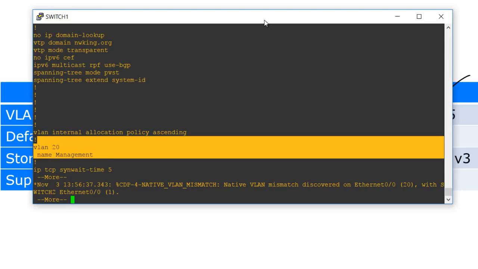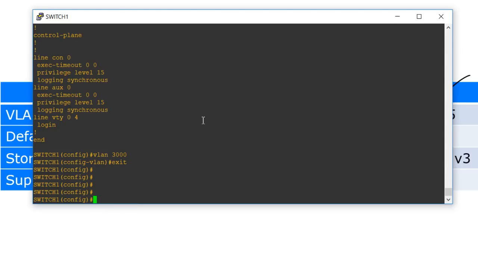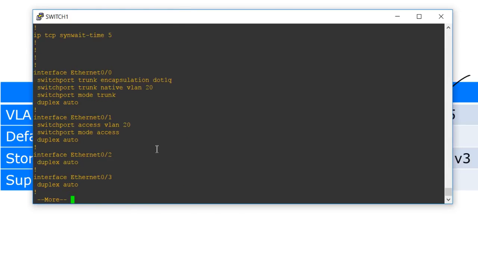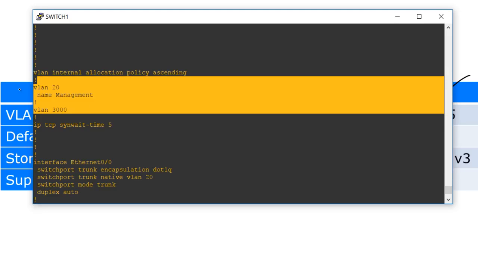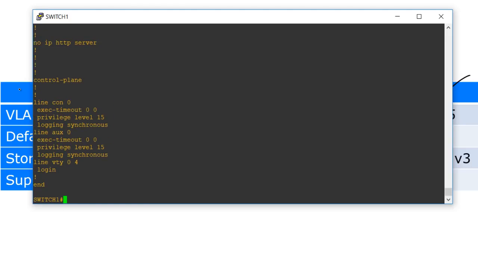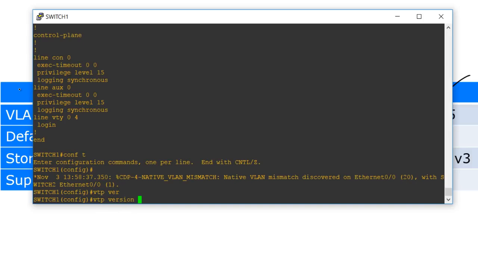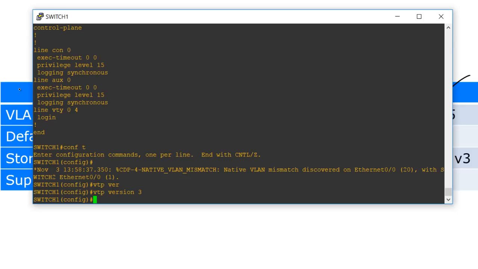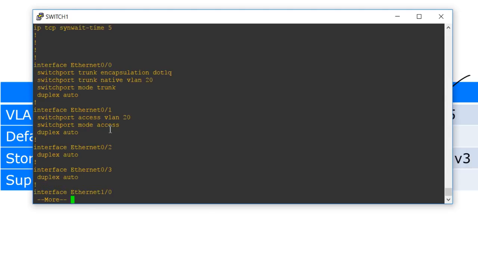But let's say in this mode you add VLAN 4000 or 3000 and exit. This VLAN information, do show run, it gets added, obviously because it's in transparent mode, so it definitely gets added. All the VLANs get added to the running configuration. Now if you want to do extended VLAN, we need to go into VTP version 3. So let's say VTP version, not mode, VTP version 3. Now say do show run, and we see that VLAN 3000 and VLAN 20 are still part of the running configuration.